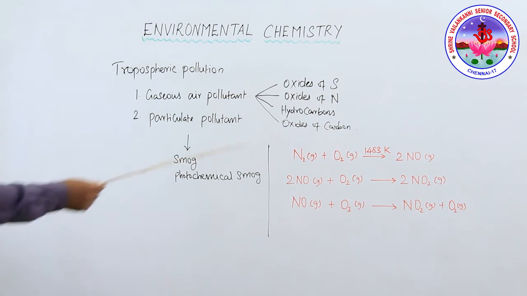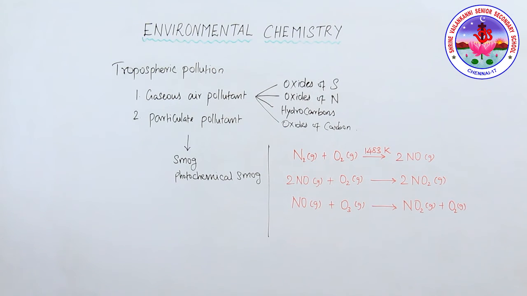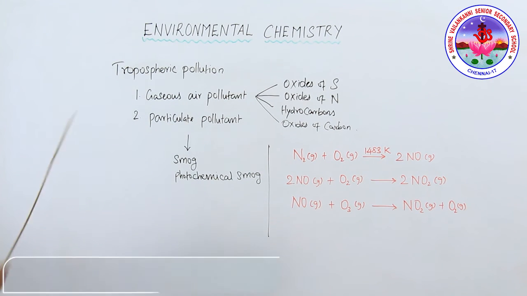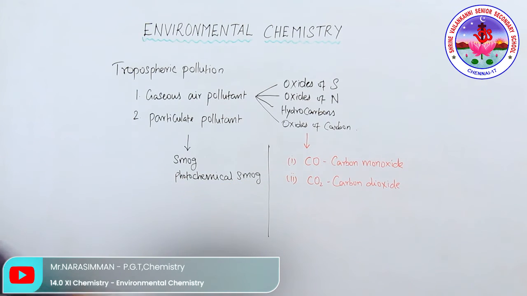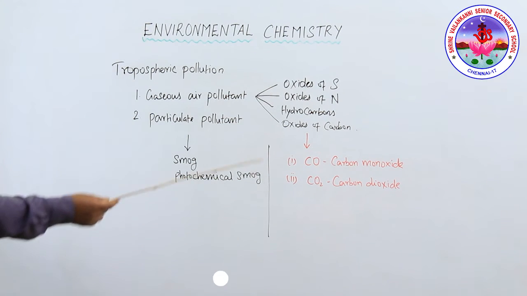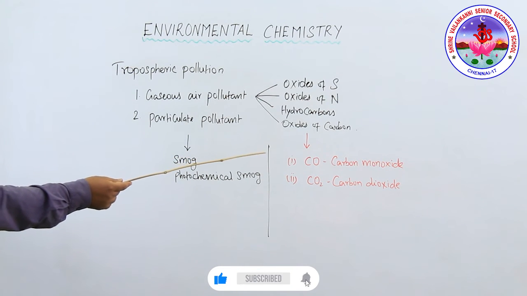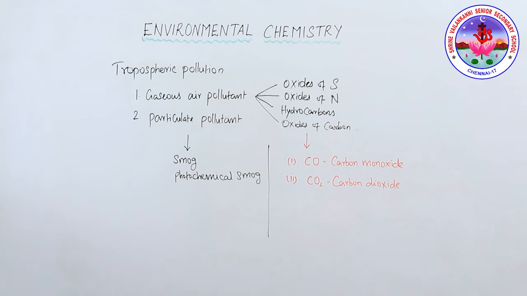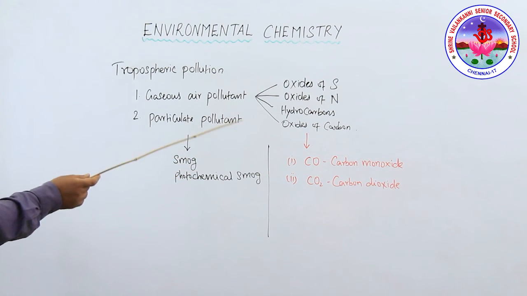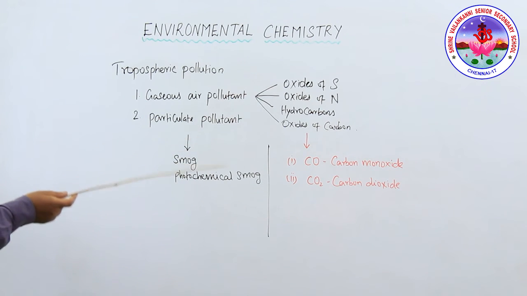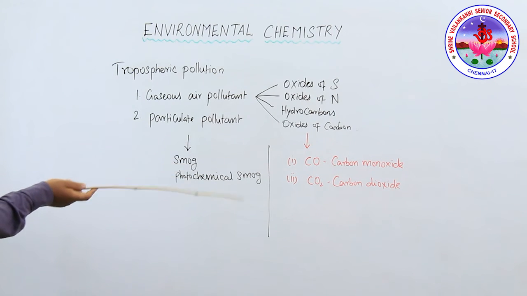Next we will see the oxides of carbon: carbon monoxide and carbon dioxide. First we will see carbon monoxide. Carbon monoxide is one of the most serious air pollutants. It is a colorless and odorless gas. It is highly poisonous to living beings because of its ability to block the delivery of oxygen to the organs and tissues. It is also produced as a result of the incomplete combustion of carbon.